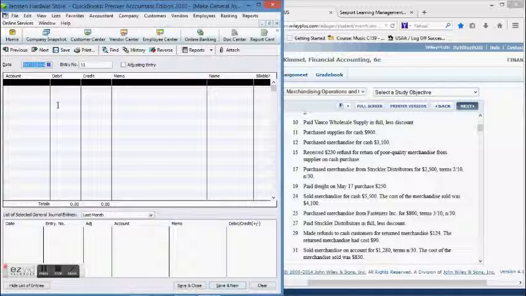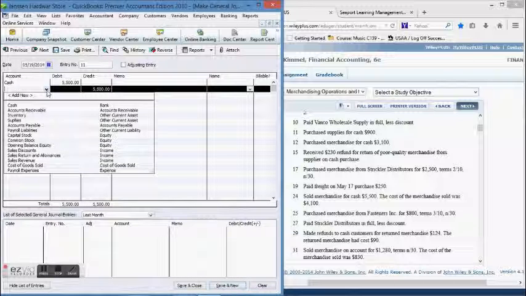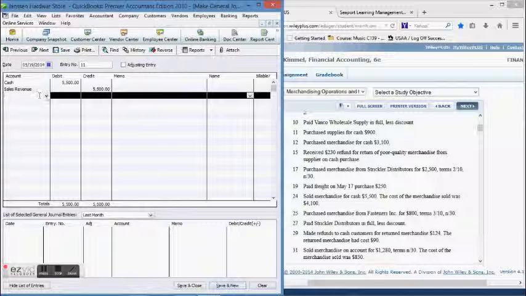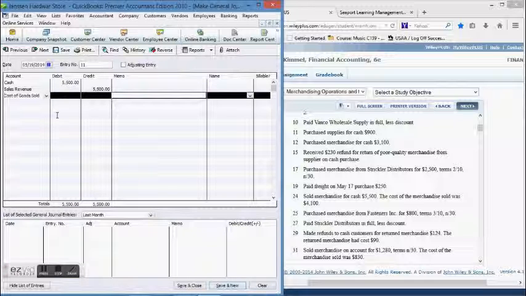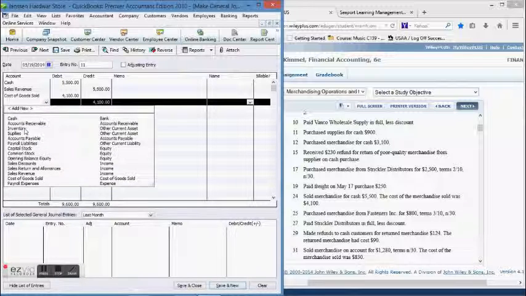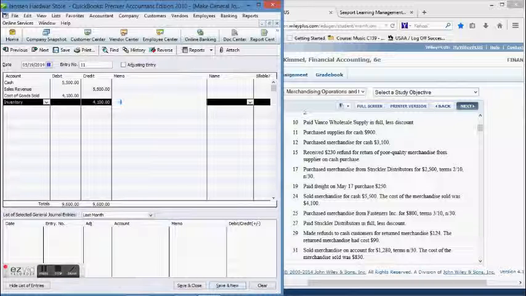Alright, now we sold merchandise for cash, $5,500. The cost of merch sold was $4,100. This will be another one of those double entries. Cash, $5,500, and sales revenue, $5,500. We're going to debit cost of goods sold, the $4,100. And we're going to go ahead and credit inventory, $4,100. Reason being, cost of goods sold.